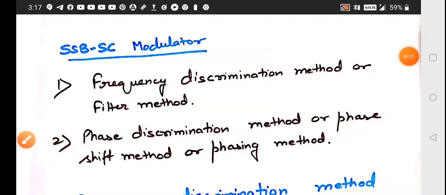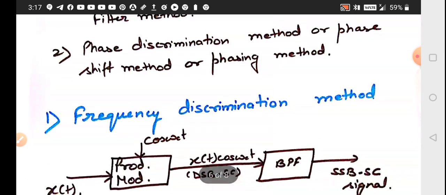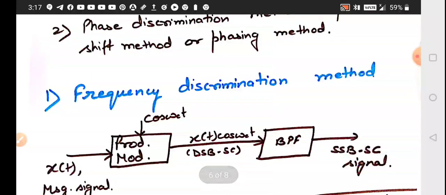Hello everyone. Today we will start the single sideband suppressed carrier modulator, meaning how we generate the SSBSC signal. SSBSC signals can be generated by two methods. First is the frequency discrimination method, also known as the filter method. Second is the phase discrimination method or phase shift method, also known as the phasing method. So first is the frequency discrimination method.